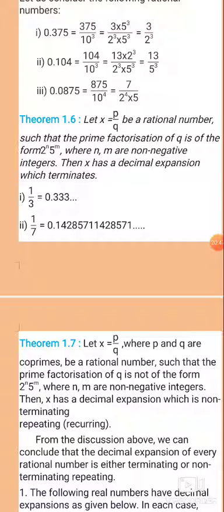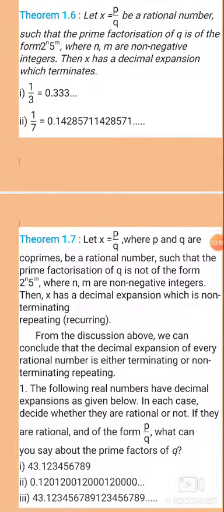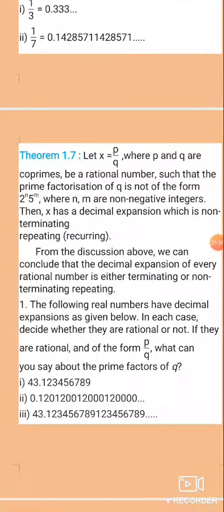Okay, so listen carefully. These are the two theorems. The statements only you need to learn by heart. Then the last question: the following real numbers have a decimal expansion as given below. In each case, decide whether they are rational or not. If they are rational and of the form p by q, what can you say about the prime factorization of q? So the three numbers are given.